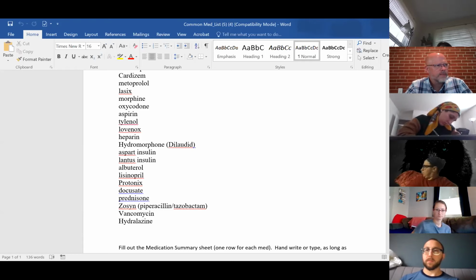Zosyn. Anybody heard of this one? Antibiotic. Penicillin, I guess. It is a penicillin derivative, so be careful if your patient has a penicillin allergy, they shouldn't take this one. Zosyn is used a lot in the hospital, especially for our surgical patients. I used to hang it on a regular basis. Just want you to be aware of it. It's an IV formulation.